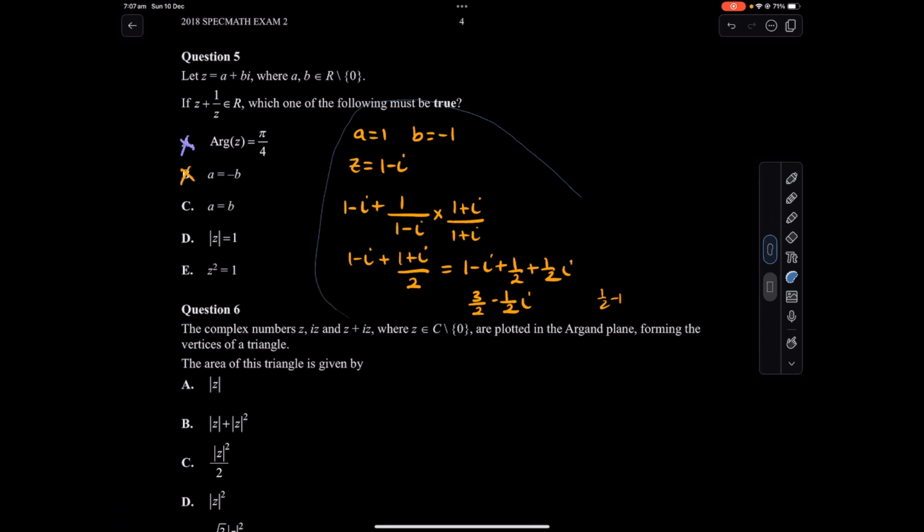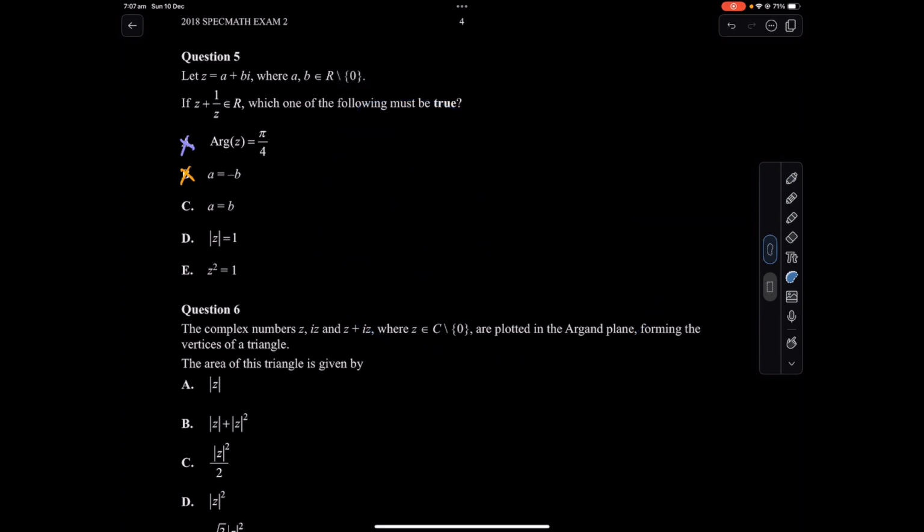That's good. Next case, a is equal to b, which is the same case as the one we said where z is equal to 1 plus i, so a is equal to 1 and b is equal to 1, where a and b are equal. So that was also a case that was not right. Let's have a look at the next case.